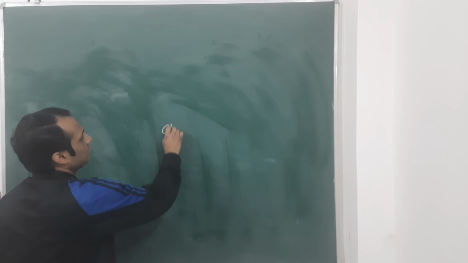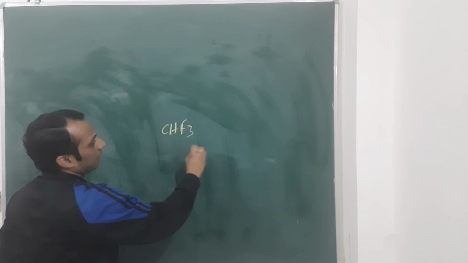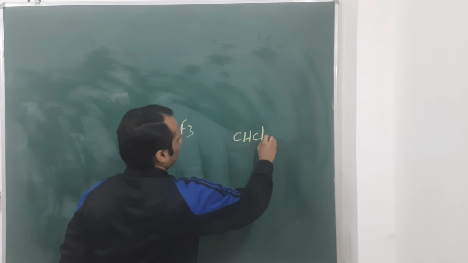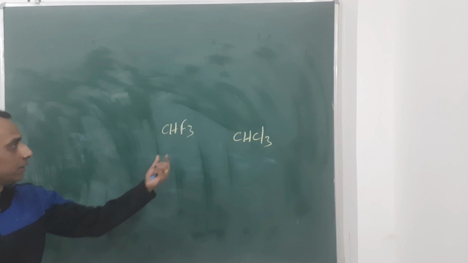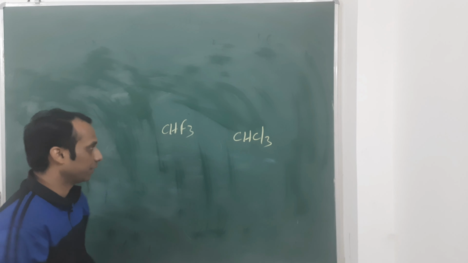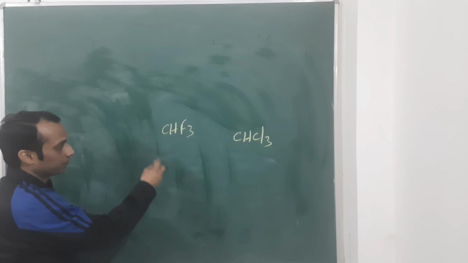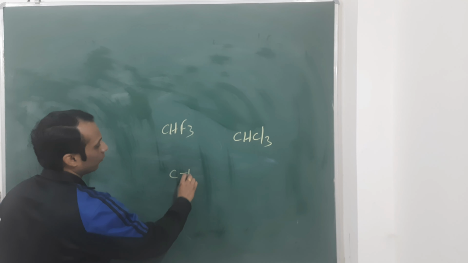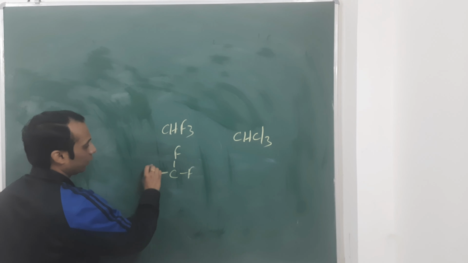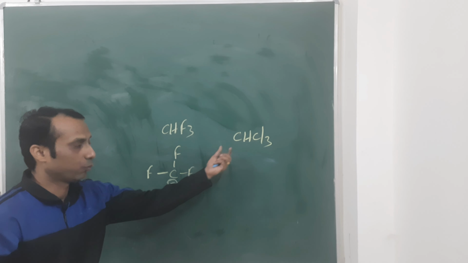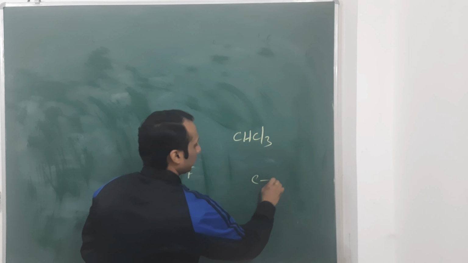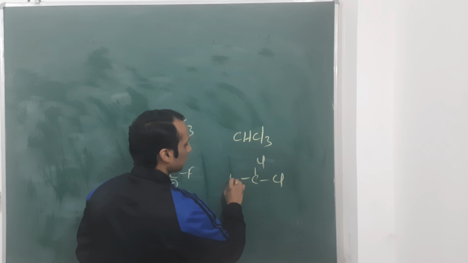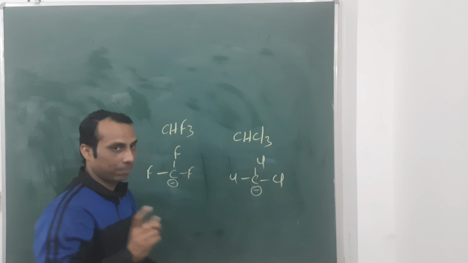See, students, one is CHF3 and the second is CHCl3. Correct? One is CHF3, second is CHCl3. If one hydrogen is removed here, what will form? One fluorine, second fluorine and third fluorine, and a negative charge is there. If one hydrogen is removed here, we will get CCl3 and a negative charge is there.